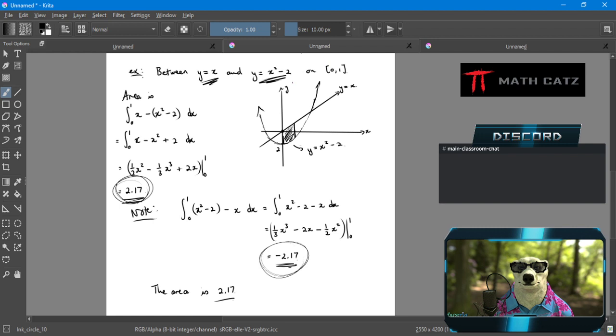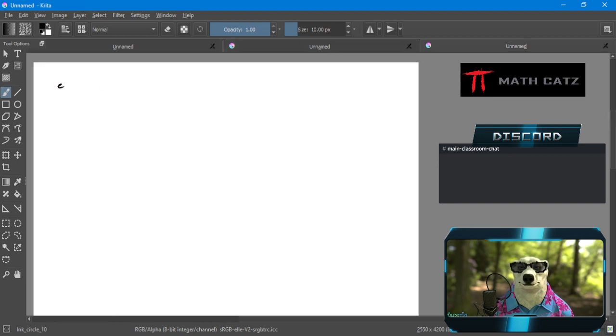So now let's just have a look at this. This was made simple for me because of the given interval 0 to 1. But what if I had the same functions, same graphs, but a different interval. So for example, let's say we are looking for our area between y equals x and y equals x squared minus 2, I believe it was. And now let's say on, let's go 0 to, I don't know, let's go 10.